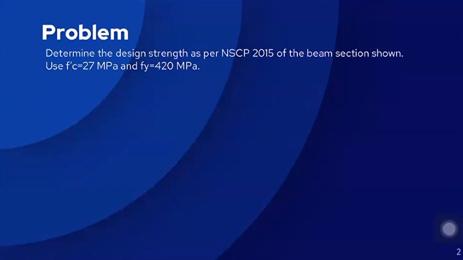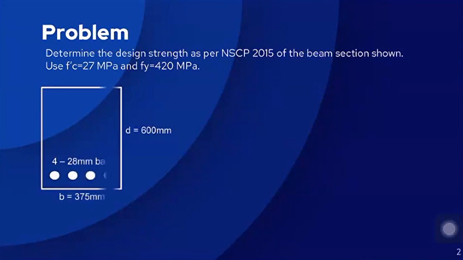FC prime equals 27 megapascal and FY equals 420 megapascal. So this is the section of the beam with an effective depth. So this is effective depth only. Dito lang siya. With effective depth of 600 mm and the width of 375 mm, and it is only reinforced with 4 pieces of 28 mm diameter bar.